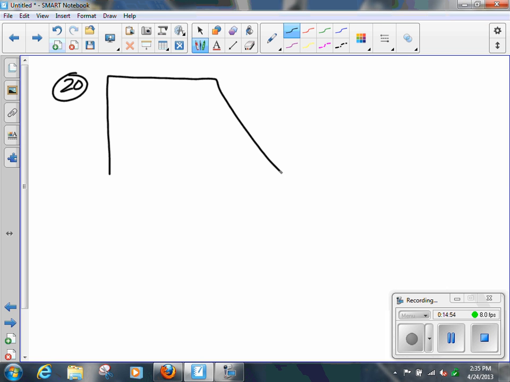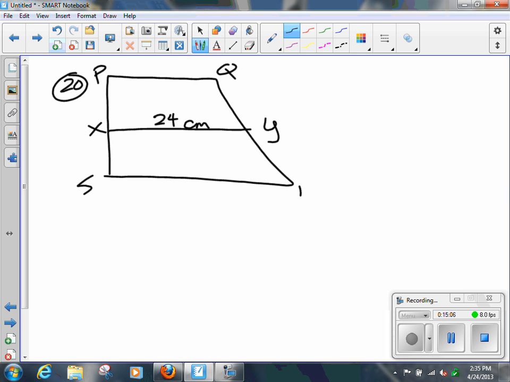Says it's a trapezoid, doesn't it? This middle piece is 24 centimeters, and it says PQ, XY, SR. And it says in trapezoid PQRS, if YX is the midsegment, what could be the lengths of PQ and SR? Folks, if that's a midsegment, what's the formula? And I say that loosely, formula, okay? Top plus bottom, okay?